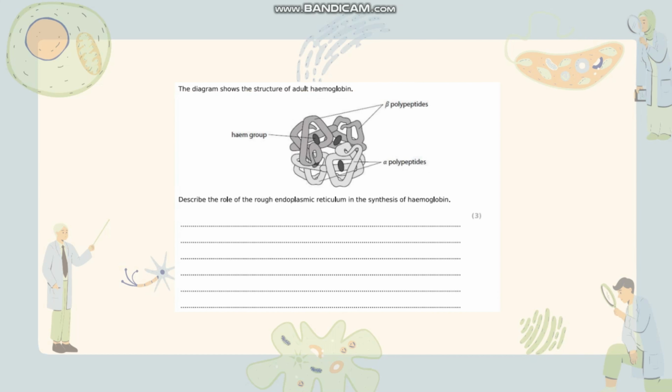So the diagram shows the structure of adult hemoglobin. We have two beta polypeptide chains and two alpha polypeptide chains and a heme group. Describe the role of the rough endoplasmic reticulum in the synthesis of hemoglobin. So since polypeptides are proteins and proteins are formed from the ribosomes on RER, the chain of amino acids which is formed by the ribosomes will go into the RER, and then it will be folded into its shape and it will be transported out from the vesicle, which is also produced by the RER.